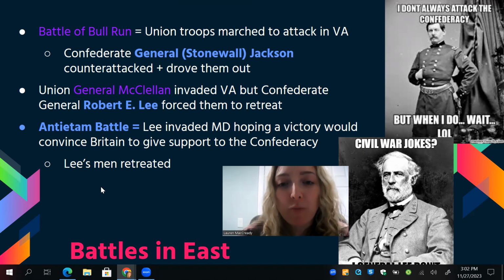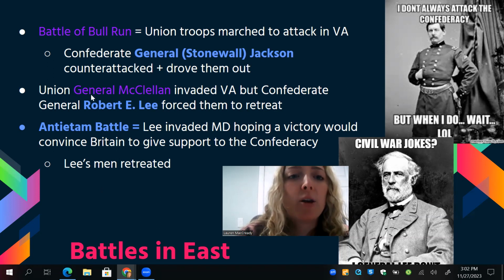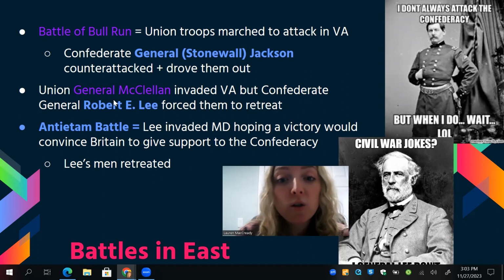This is kind of like when Great Britain is fighting the colonists, and like Lexington and Concord, they realize, oh man, we underestimated them, and this is probably going to take a little bit more time. Very similar vibe there. So, Battle of Bull Run is kind of like that first major battle. Union General McClellan tries to invade Virginia yet again, but now another general, Robert E. Lee, also forces them to retreat.